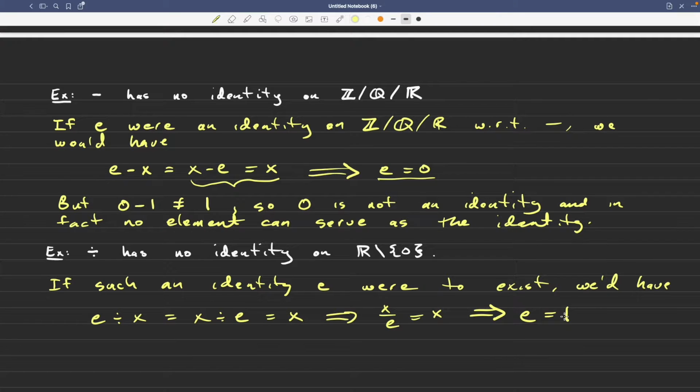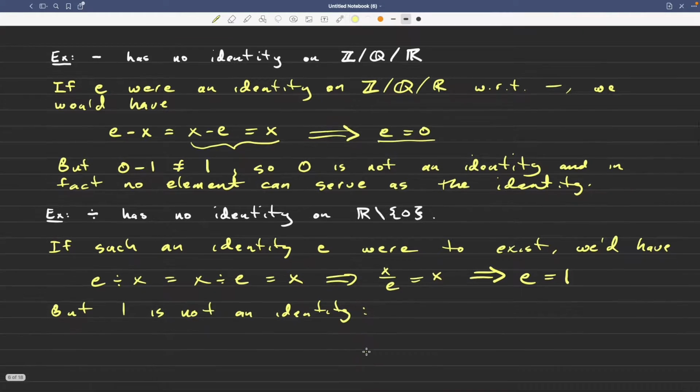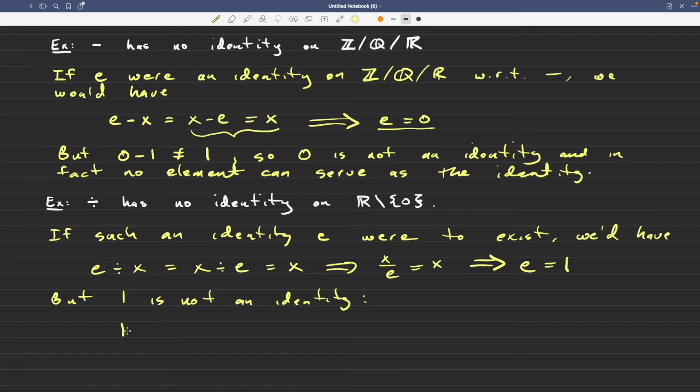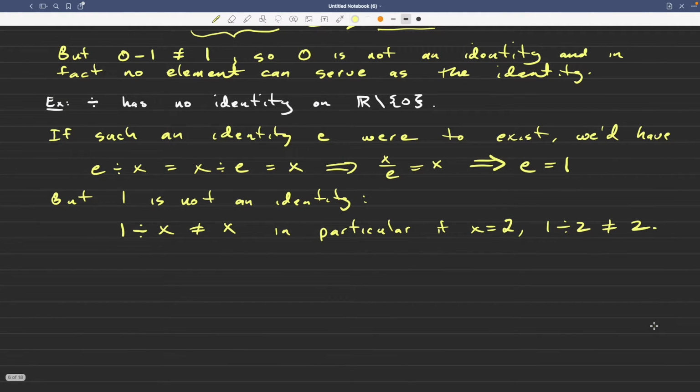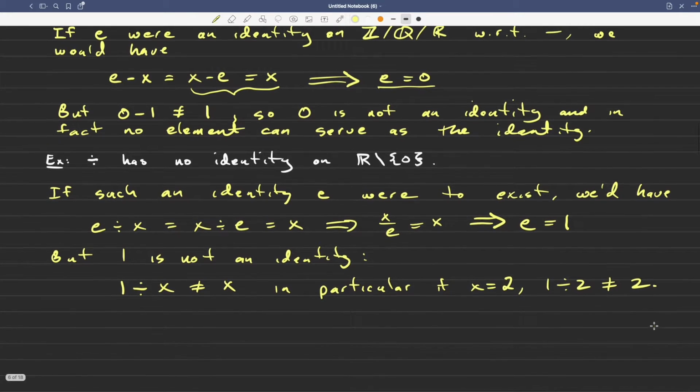But E equals 1 is not an identity because, for example, 1 divided by X does not equal X. In particular, I guess it's true if X is equal to 1, but that's the only X for which that works. If X is equal to, say, 2, 1 divided by 2 certainly does not equal 2, right? 1 divided by 2 is 1/2. So, yeah, these are a couple of examples for which there is no identity.